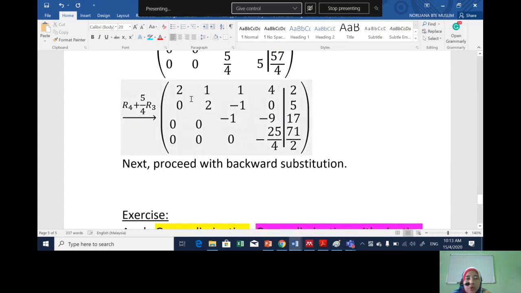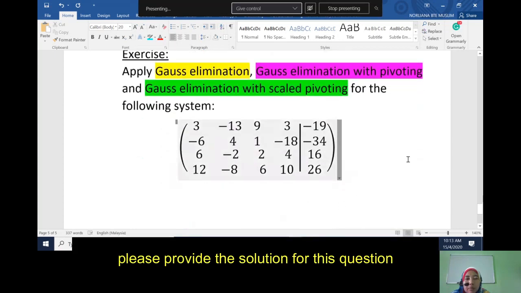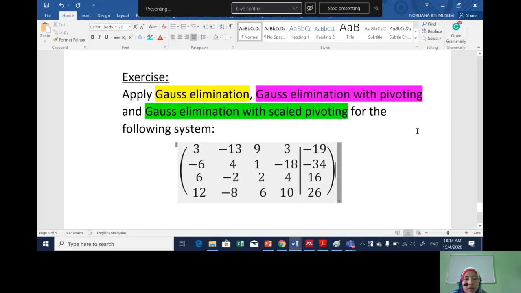I hope that you now know how to do Gauss elimination with scale pivoting. Find out the difference between Gauss elimination with partial pivoting and Gauss elimination with scale pivoting. I think that's all. Please solve the following questions using Gauss elimination with pivoting and Gauss elimination with scale pivoting, and I will check your solution in our next class.